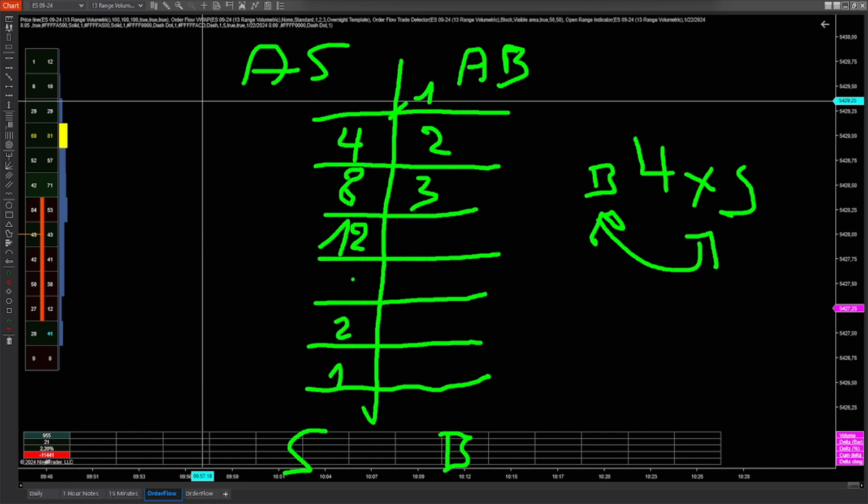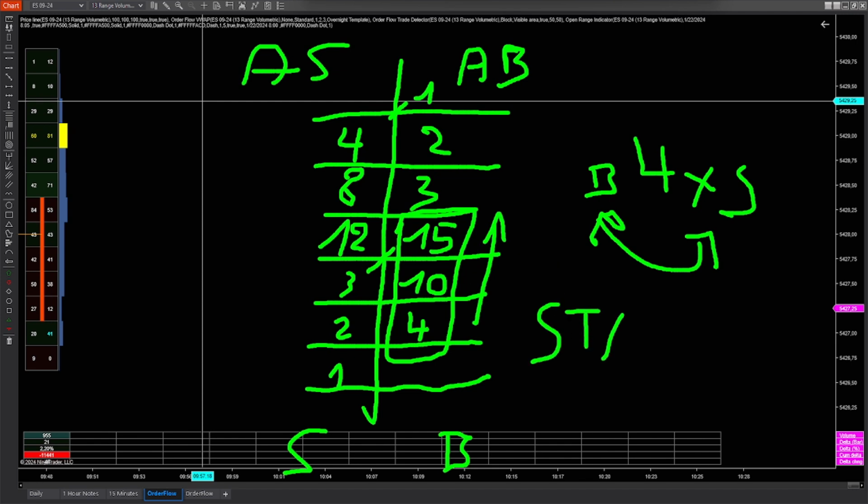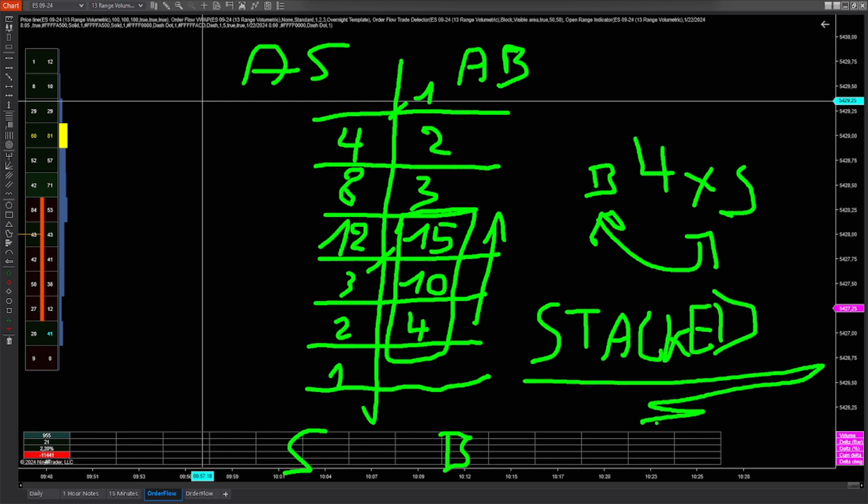1, 2, 3 would result here in 4, at least 8. So let's do 10 for the sake of the example, and at least 12. So let's turn it into 15. If we have more than 3 imbalances in a row going in the same direction, we talk about a stacked imbalance, and that is the thing we are actually looking for on a chart. This is where the magic happens.